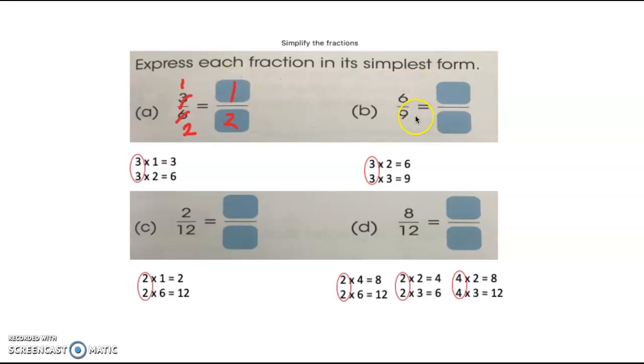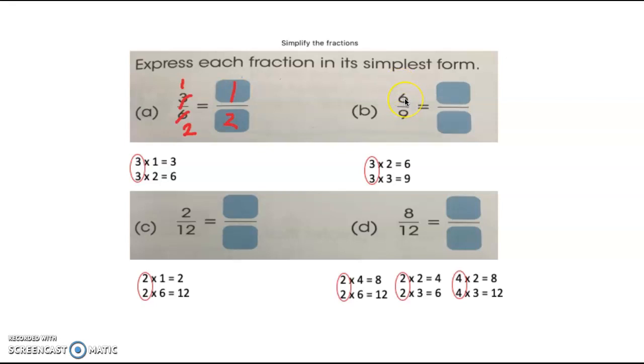Okay. Now if I go this way, this number is 6 over 9. Is 9 a multiple of 6? 6 times anything, can you get 9? 6 times 1 is 6, 6 times 2 is 12. It's more than 9, so it is not. So I have to find out a number which could be common to these two numbers.